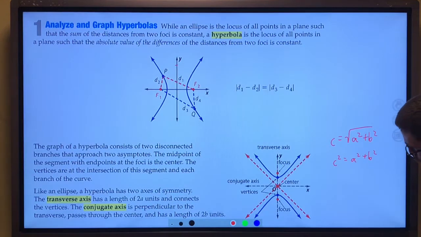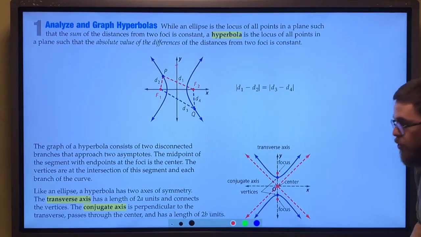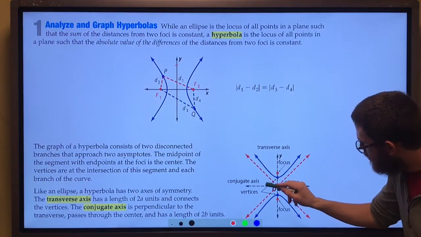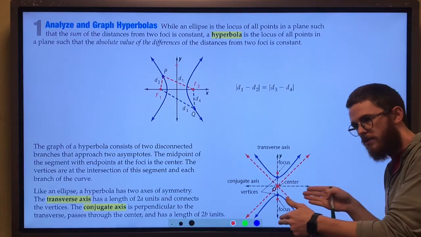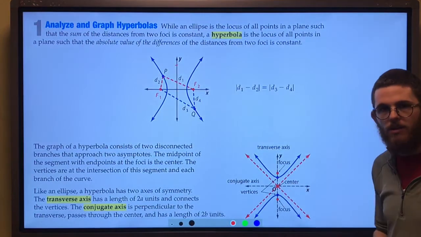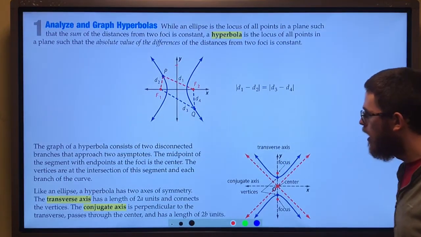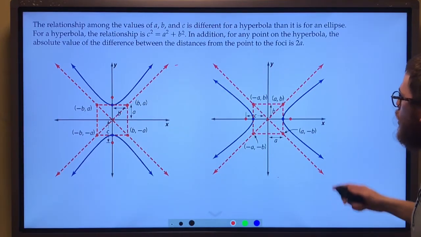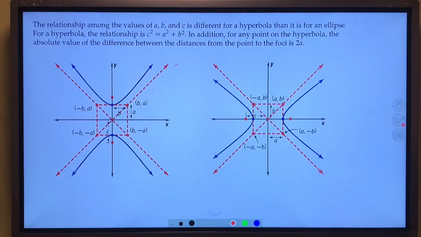So C is, once again, the distance from the center to the focus. The distance from the center to our vertex is just A. And the B value tells us the distance from the center to the end of our conjugate axis. That is going to be pretty helpful to us, believe it or not. C squared is A squared plus B squared. Good. This is how B can help us out.